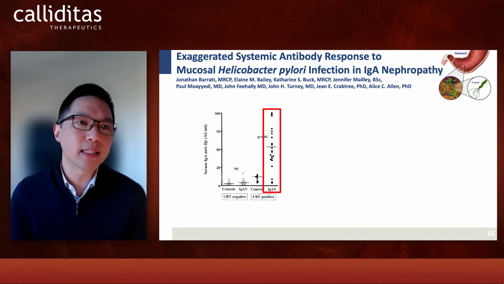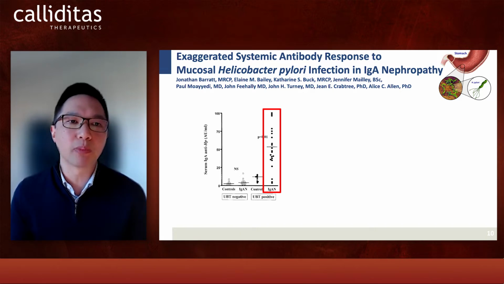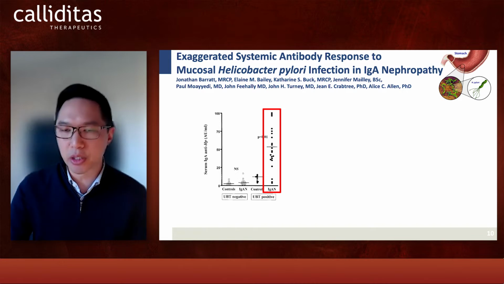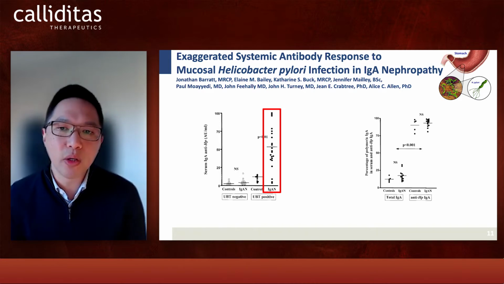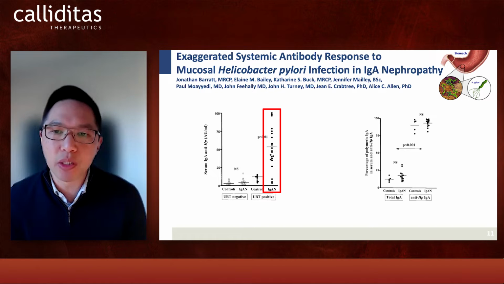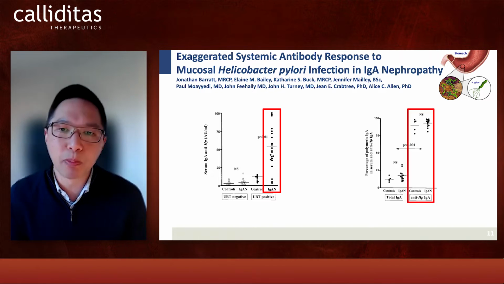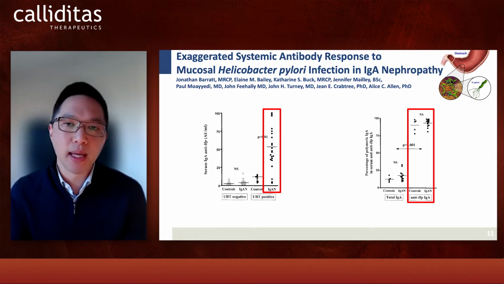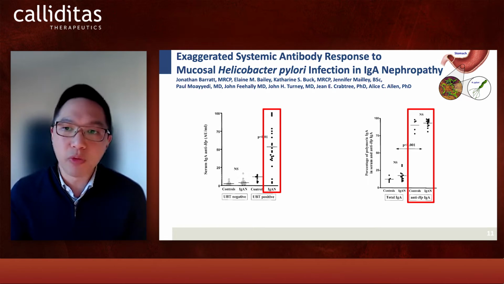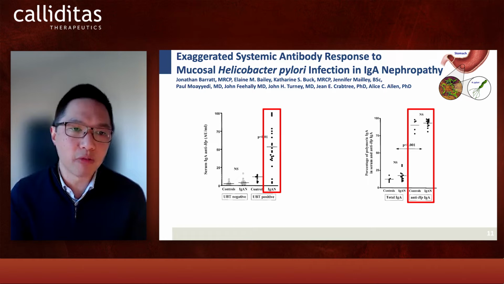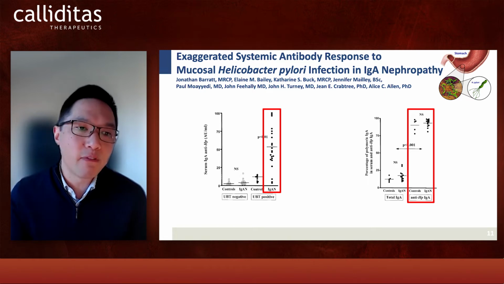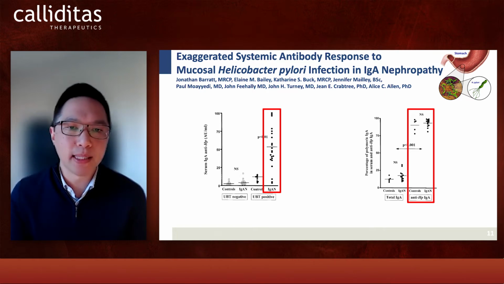And this suggests that there's an exaggerated antibody response against a mucosal antigen. When they looked at the form of IgA that was produced, the majority of that IgA was polymeric, with no difference between patients with IgA nephropathy and healthy subjects. But you've got to remember that patients with IgA nephropathy were just making far more of this IgA compared to healthy subjects.